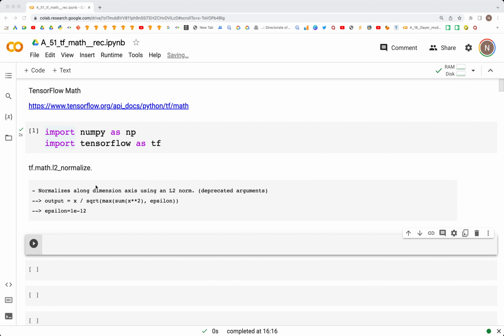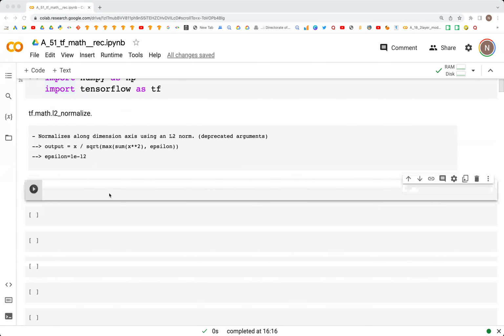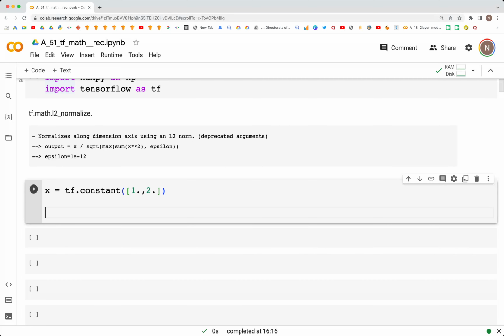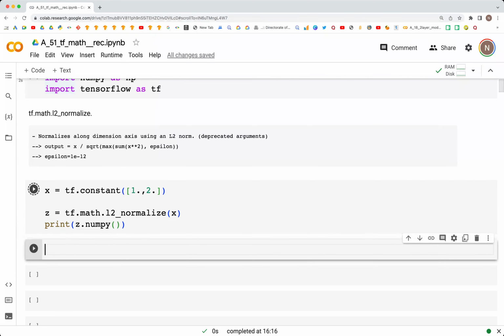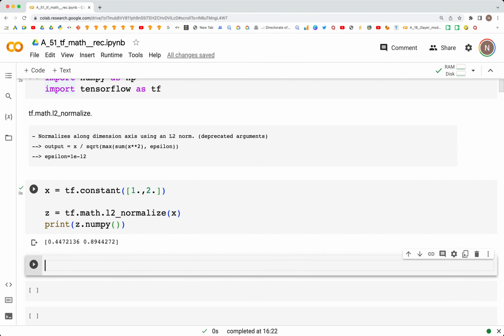Let's look at the L2 normalize function in the TensorFlow math. To calculate the values, let's first create a tensor x equal to tf.constant, and this has values 1 and 2. Now to get the L2 normalized values, we would type tf.math.l2_normalize(x) and print z.numpy, and these are the L2 normalized values we have.